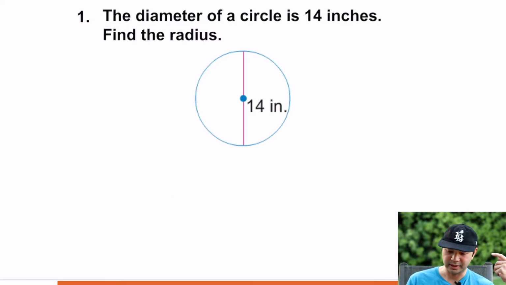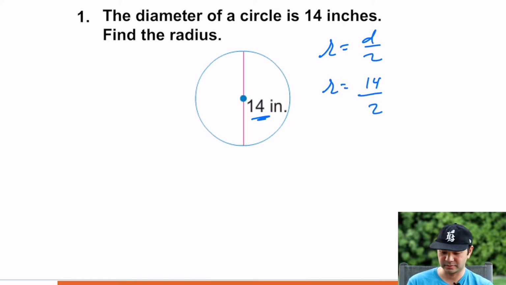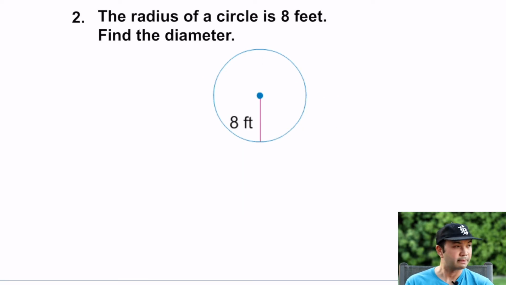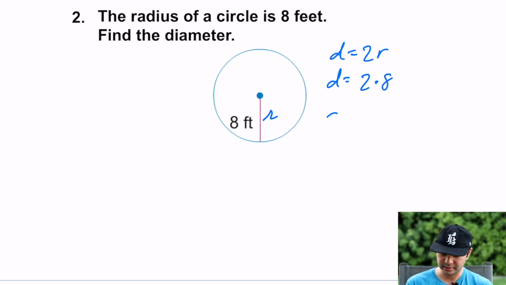So let's do some quick examples here. The diameter of the circle is 14 inches. Find the radius. Well, we already said that the radius was the diameter over 2, so the radius would be 14 divided by 2. So the radius would be 7, and in this case, inches, not inches squared or anything. We're not talking about area. Okay, here it says the radius of a circle is 8 feet. So find the diameter. Diameter, we said, was 2 times the radius. So if the radius is 8, diameter equals 2 times 8. So diameter is 16, and in this case, feet.